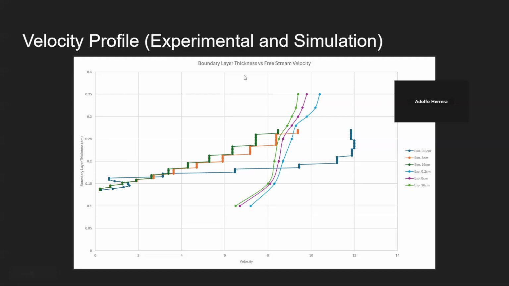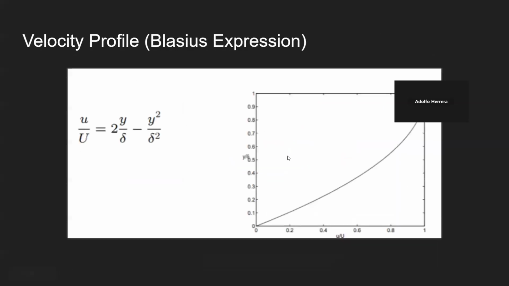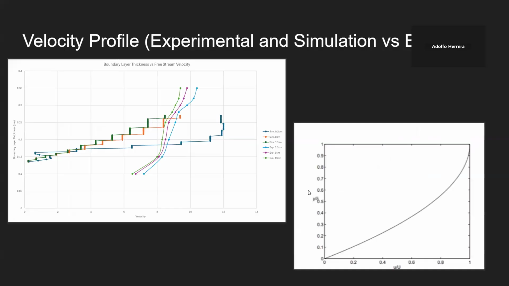Now, moving on to the Blasius expression, this looks more like the sim results, where you have this exponential function here. And if you compare them, again, if you were to make these a single point, it lines up more with the Blasius expression than with the numerical data that we gathered in the lab.